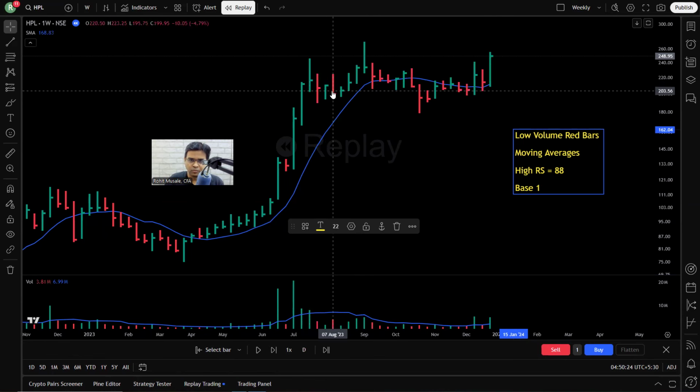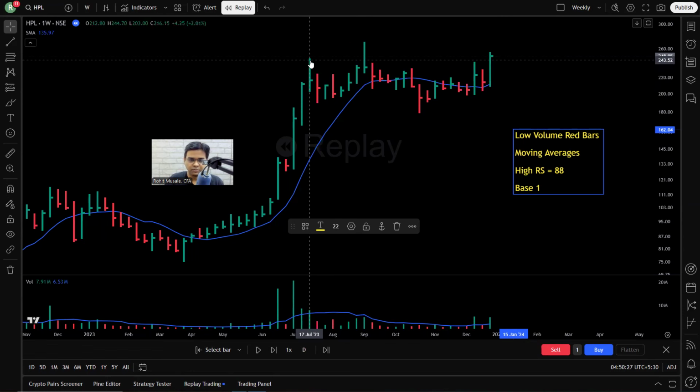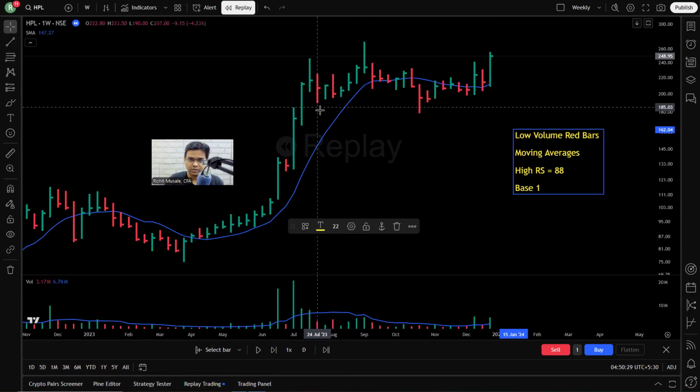So three consecutive bars below the high of this bar. So that's a base. Okay. And this is the low of that base. And that low of the base was taken out by this bar.